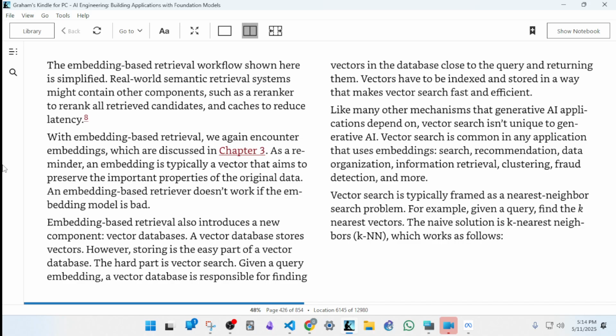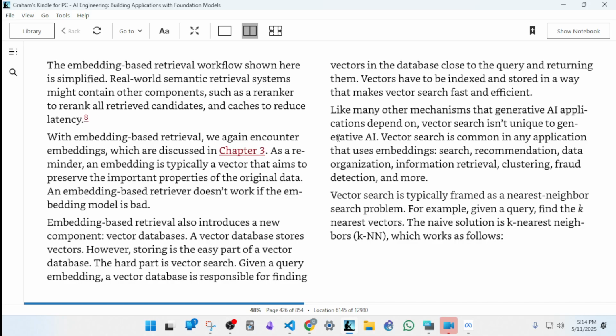Embedding-based retrieval also introduces a new component, vector databases. A vector database stores vectors. However, storing is the easy part of a vector database. The hard part is vector search. Given a query embedding, a vector database is responsible for finding vectors in the database close to the query and returning them. Vectors have to be indexed and stored in a way that makes vector search fast and efficient, like many other mechanisms that generative AI applications depend on.